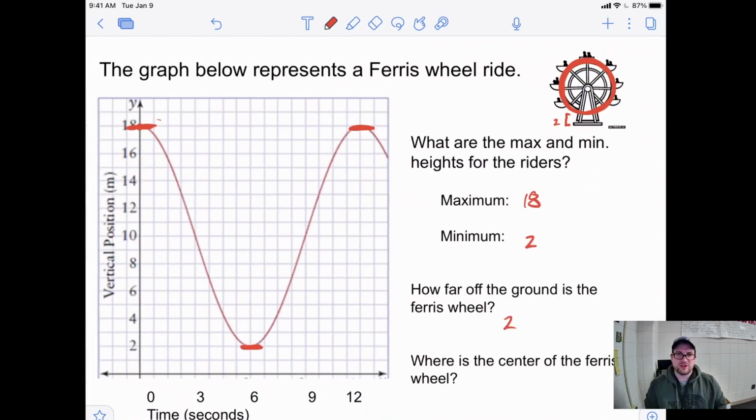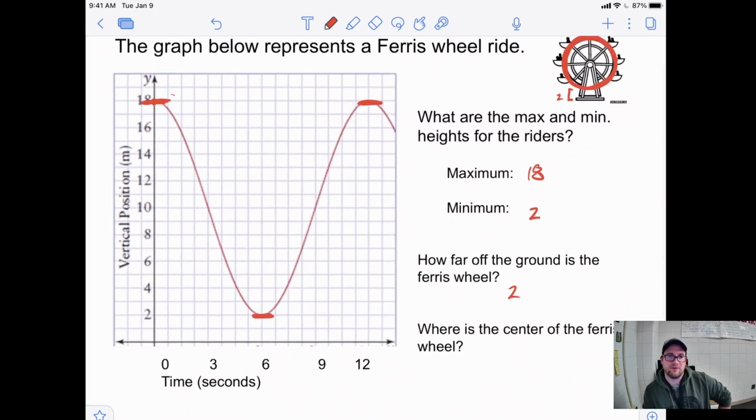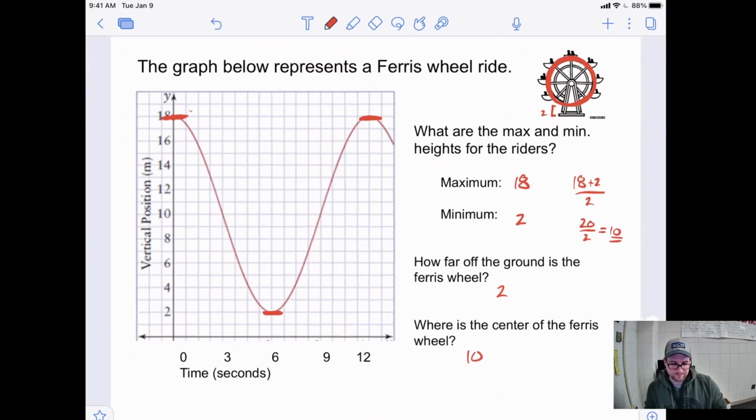Now, the question becomes, where is the center of the Ferris wheel? An easy way to figure out the center is by taking the average of the maximum height and the minimum height. If I take 18 plus 2 and divide that by 2, 18 plus 2 is 20, and 20 divided by 2 means that the midline, or the center of the Ferris wheel, is 10 feet off of the ground.